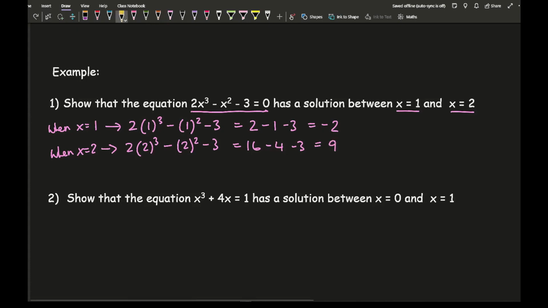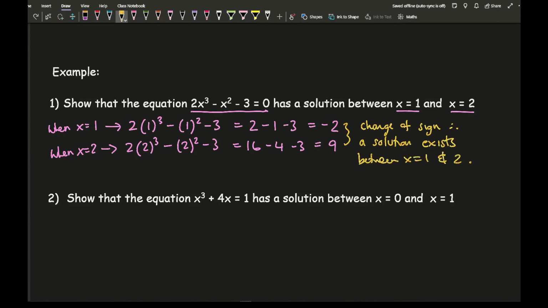So as you can see, as I have a change of sign, therefore a solution exists between x equals 1 and 2. Now it's really important that you do write what I've written in yellow as part of your answer, because failure to do so just means that you've substituted two numbers in and the examiner might be thinking, "And what?" So make sure that you are stating what the change of sign actually represents.